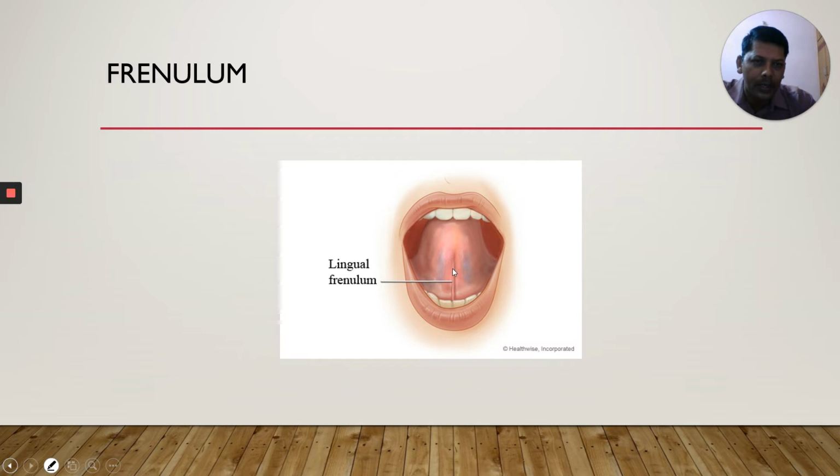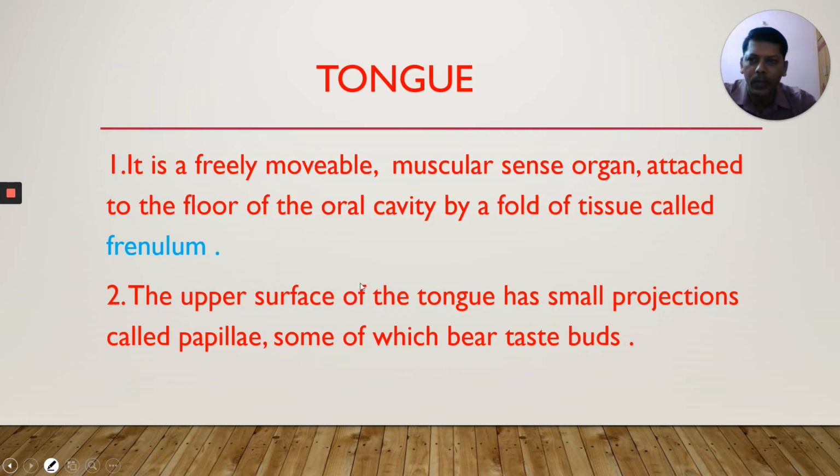Observe here, you can also observe this lingual frenulum. If you keep a mirror in front of you and pull your tongue up, you can observe a fold here. This is the lingual frenulum, a very important point. Our tongue is attached to the floor of the oral cavity by a fold of tissue. What do we call that fold of tissue? That fold of tissue is called frenulum.